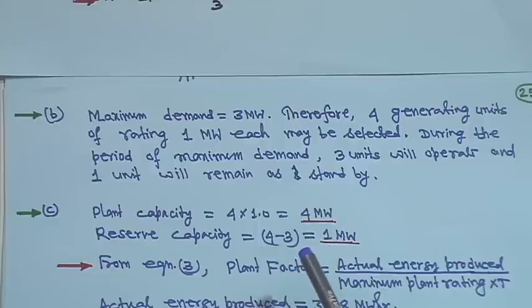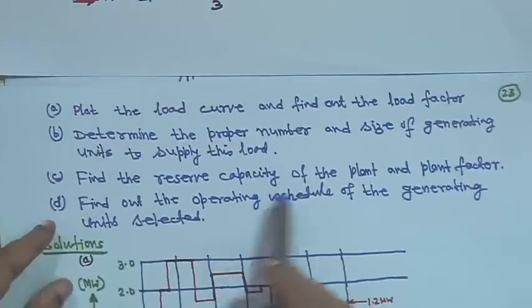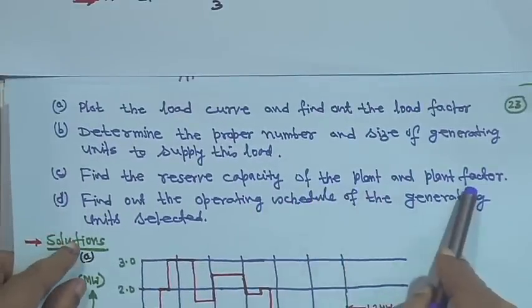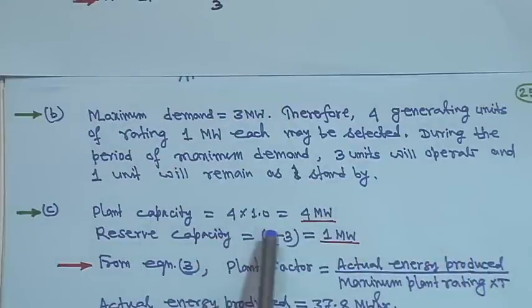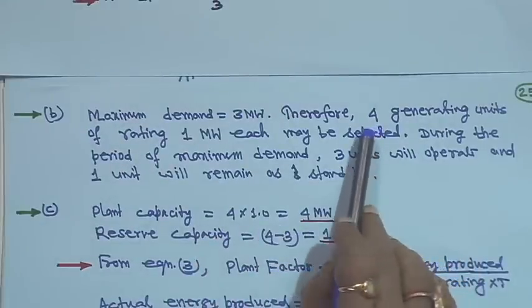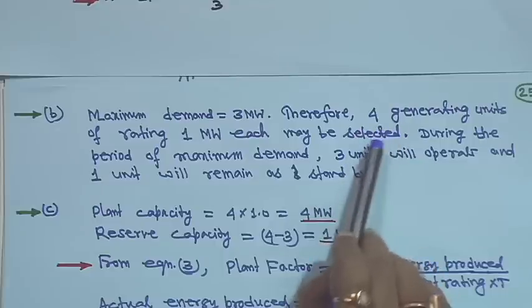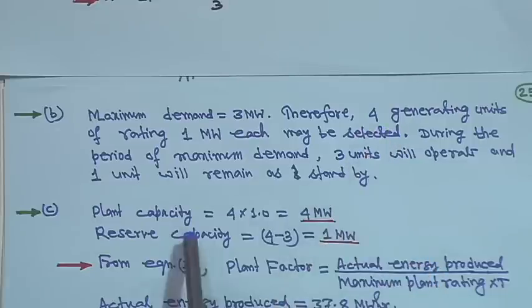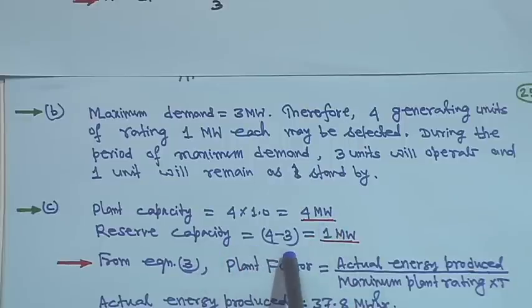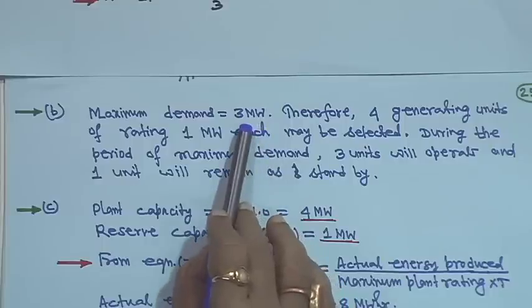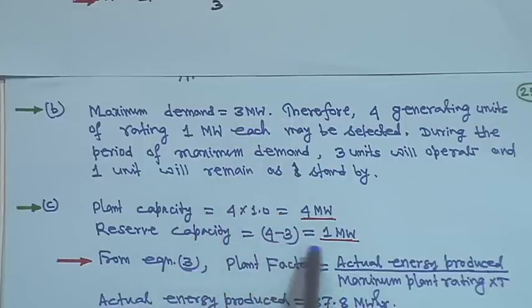Next point is given: find the reserve capacity of the plant and plant factor. In that case, plant capacity is equal to 4 into 1, because we have considered 4 generating units, each one 1 megawatt. So, it is 4 megawatt, and reserve capacity will be, with maximum demand of 3 megawatt, 4 minus 3 is equal to 1 megawatt.